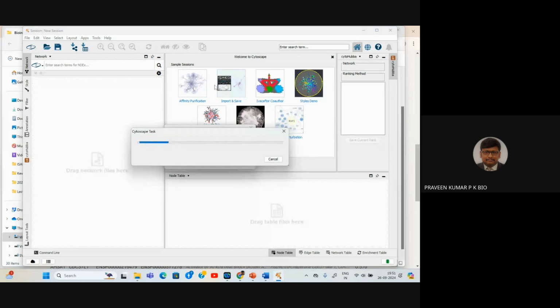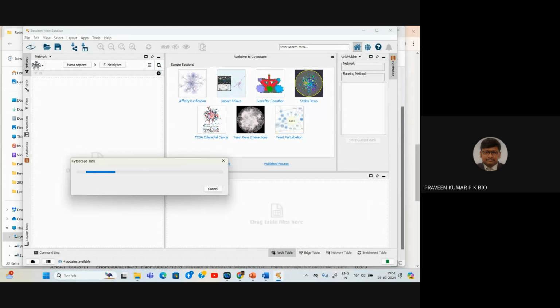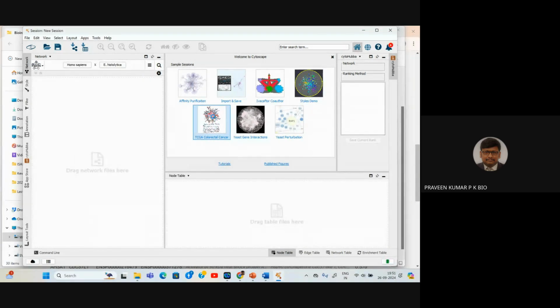We also have a few more sample files to open. Yeast gene interactions, yeast perturbation, the colorectal cancer gene. So I'm just opening a kind of a protein-protein interaction.